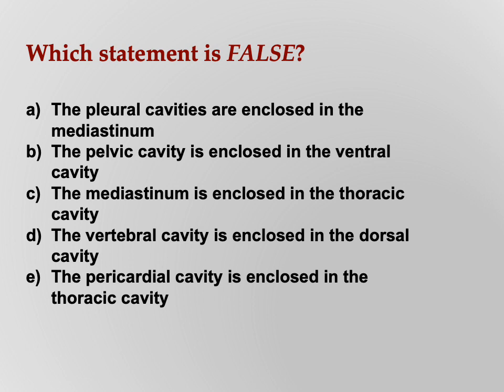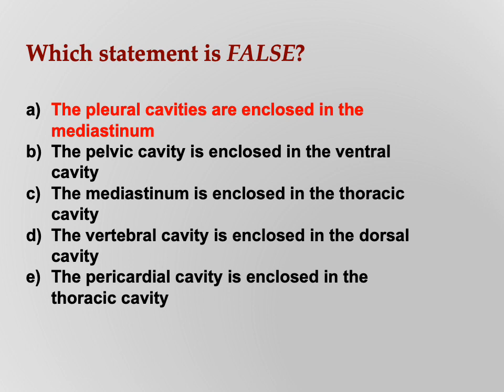Here we go. Have you been following along? Do you know your cavities? Let's find out. Which statement is false? The pleural cavities are enclosed in the mediastinum. The pelvic cavity is enclosed in the ventral cavity. The mediastinum is enclosed in the thoracic cavity. The vertebral cavity is enclosed in the dorsal cavity. Or the pericardial cavity is enclosed in the thoracic cavity. Four of those are true, one of those is false. Pause the video. Form your answer.